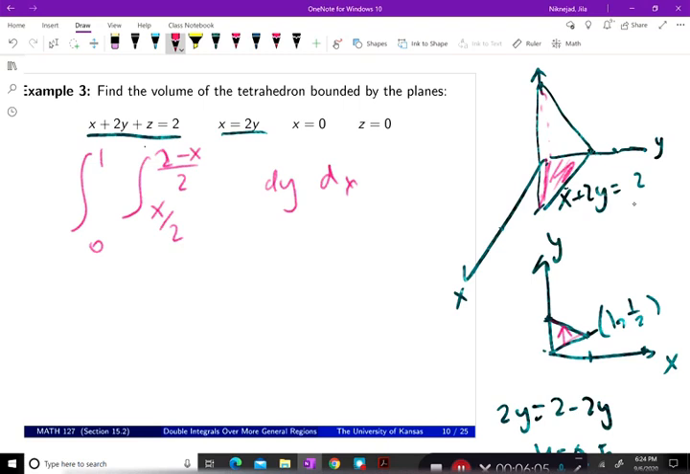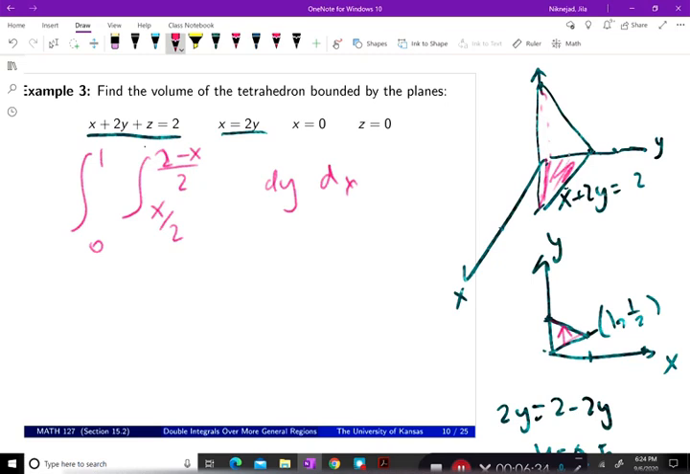So that arrow saves my life, because I know that the inner one is in the y direction. Because this was linear, I didn't know which way makes it a function. So I solved for y, because I knew the inner is in the y direction, and I get x over 2 and 2 minus x over 2. So what is the integrand in here?